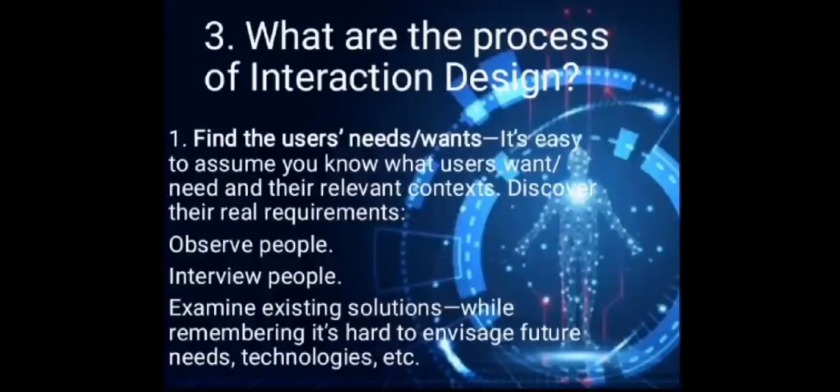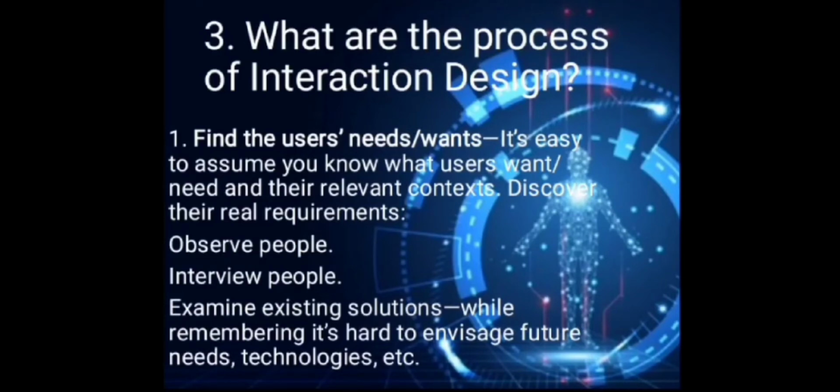What is the process of interaction design? We have 5 stages that the interaction design process typically involves. First is to find the user's needs or wants. It's easy to assume you know what users want or need in their relevant context. Discover the real requirements. Observe people, interview people.